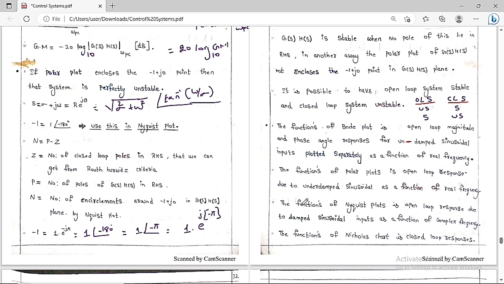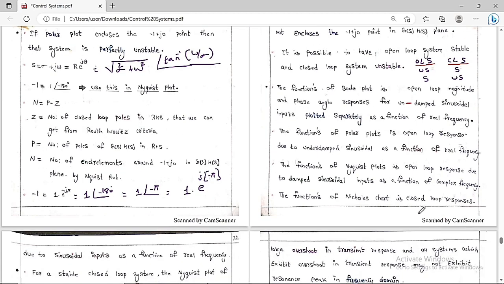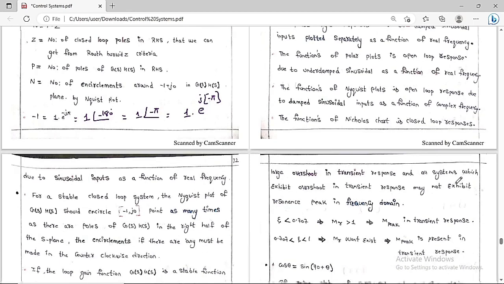The next point is, the function of the Nyquist plot is the open loop response due to damped sinusoidal inputs as a function of complex frequency. Nyquist plot means basically we use the polar plots in order to draw the Nyquist plots. Whereas the function of the Nichols chart is the closed loop response due to sinusoidal inputs as a function of real frequency.